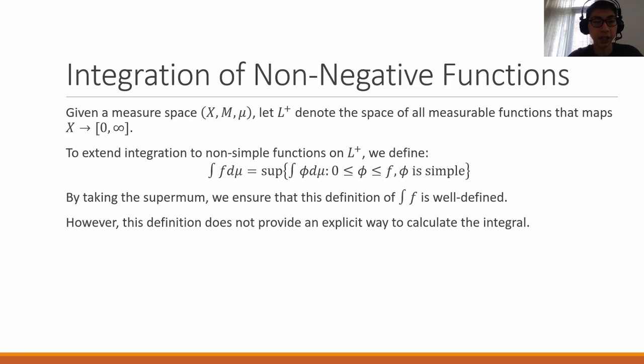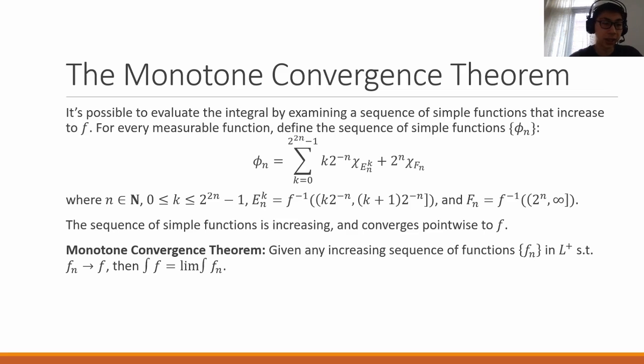So the value of the integration of a function in L plus is a supremum of the integration of all simple functions less than or equal to f. This definition is well defined since we're using the supremum, but it is difficult to calculate. To calculate the value of this integration, we first find a sequence of increasing simple functions that converges to f, and prove that taking the limit of the integration of the simple function is equal to taking the integration of the function itself. The specific partition that generates an increasing sequence of simple functions, which converges pointwise to f, is shown on the screen right now.